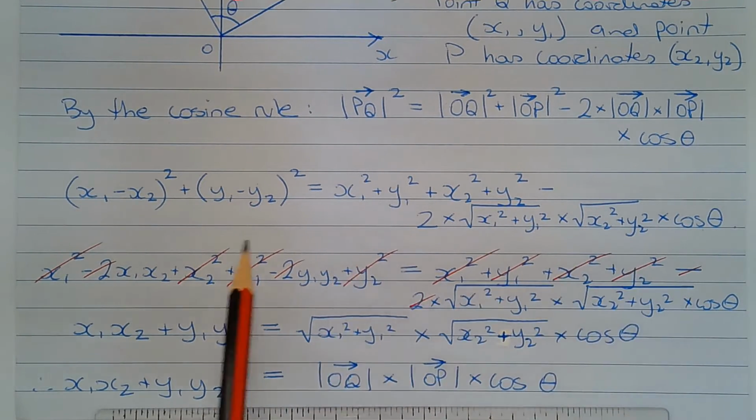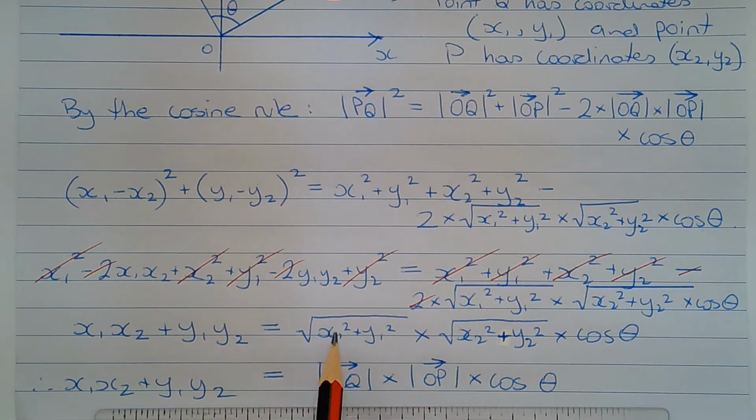And we can also divide both sides by -2. So what we end up with on the left-hand side, or what's left over, is x1 x2 plus y1 y2 is equal to the square root of x1 squared plus y1 squared multiplied by the square root of x2 squared plus y2 squared multiplied by the cosine of theta.